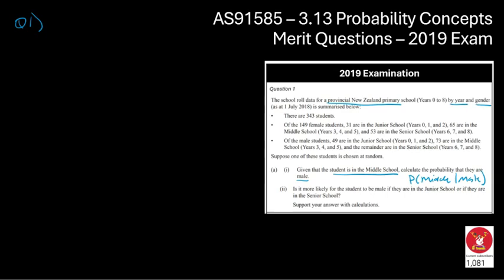There are 343 students in total. There's a certain number of female students, and we've got the split from the junior school to the middle school to the senior school. And then we've got some more information on the male, also split to junior, middle, and senior. So I think this is going to be a two-way table. If we draw a table, it's going to be split by male versus female, so what gender it is. And then the other one will be based on what part of the school they're from.